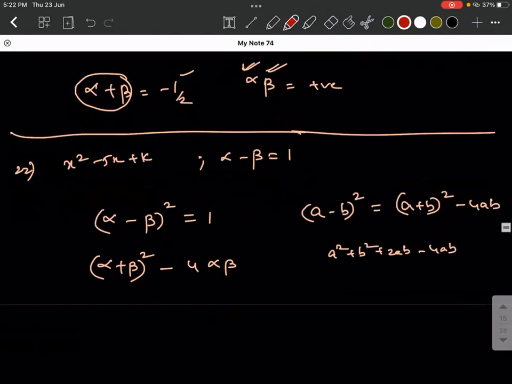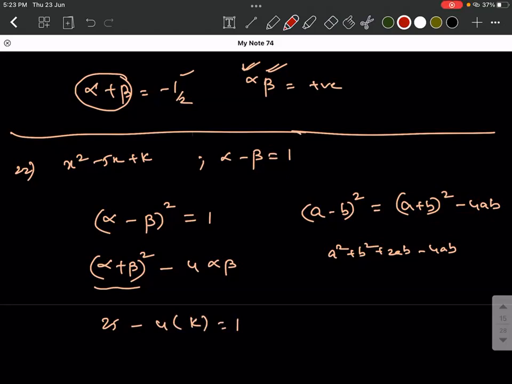So alpha plus beta is how much according to this problem? Alpha plus beta is minus 5. So alpha plus beta the whole square will be 25. Guys, are you able to understand or not? Or is your brain on shutdown mode? Minus 4 into k is equal to 1. Did you understand what I did?